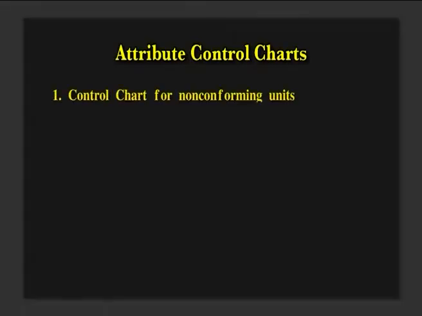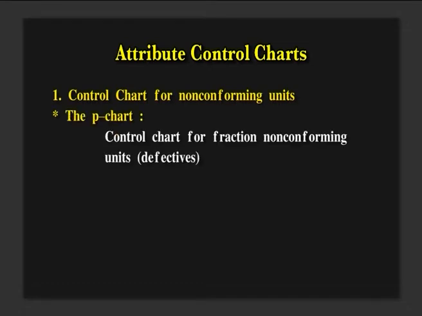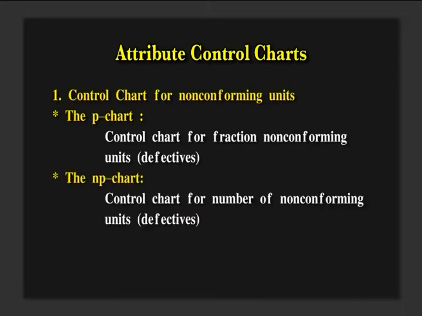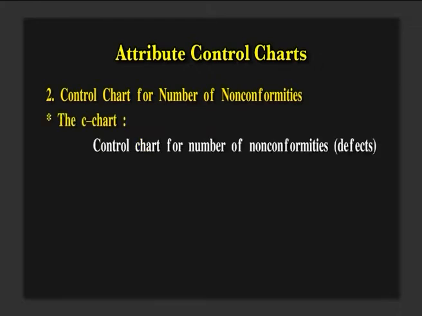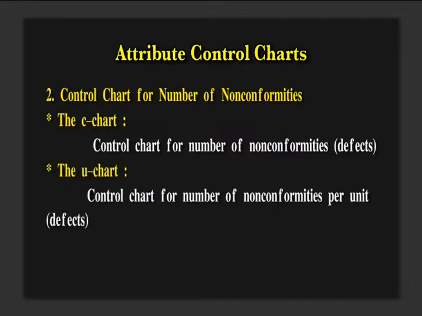Generally, control charts for attributes are grouped into the following 4 general groups. The control chart for non-conforming units: one chart is the P chart, control chart for fraction non-conforming units. The other chart is the NP chart, control chart for number of non-conforming units. Second, control chart for number of non-conformities: 1. The C chart, control chart for number of non-conformities. 2. The U chart, control chart for number of non-conformities per unit.